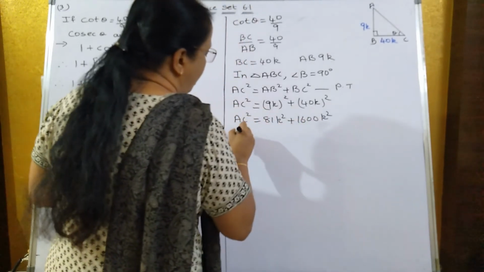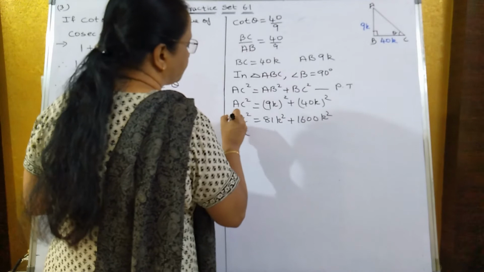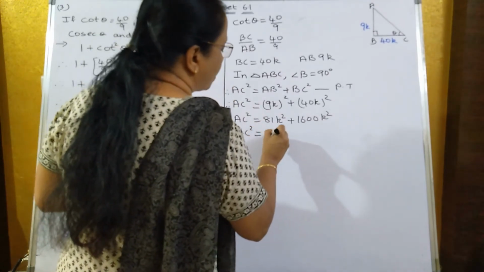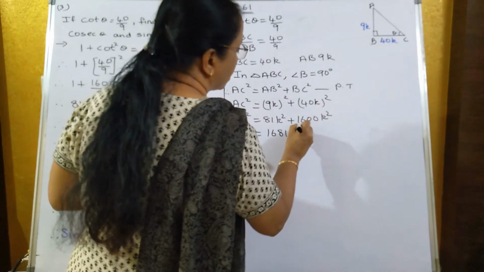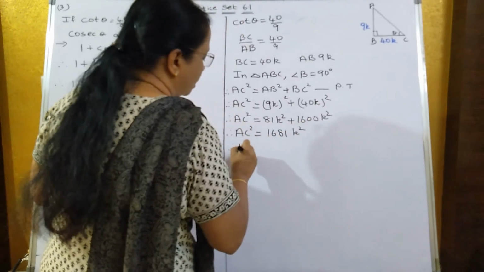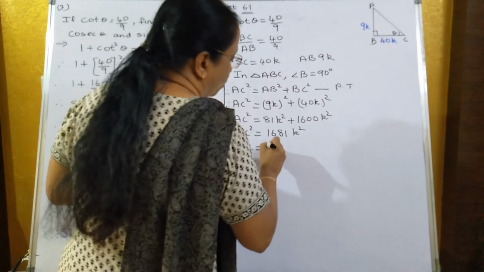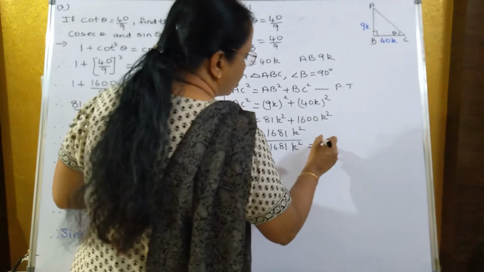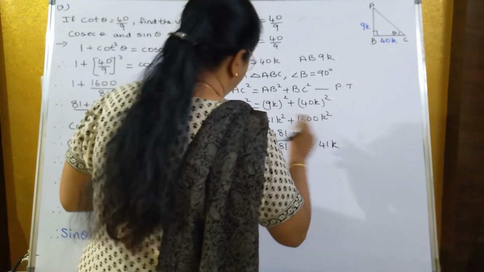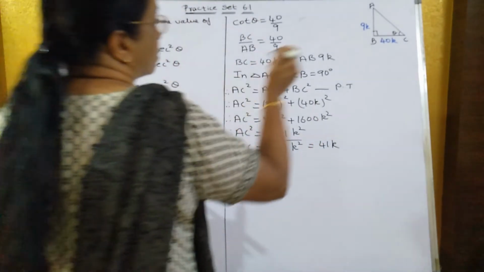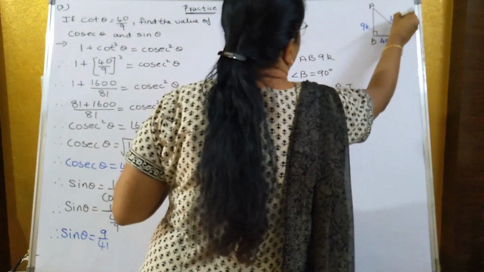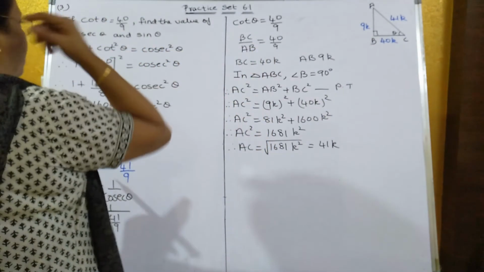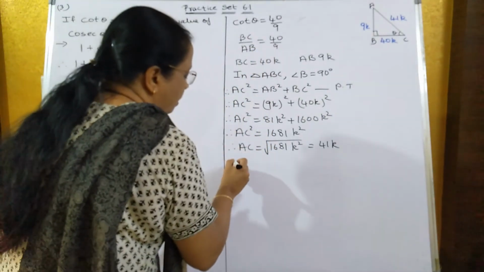When you add them together, what do you get? AC square is equal to 1681K square. Therefore, AC is equal to how much? Root of 1681K square, which is equal to how much? 41K. So, AC is equal to 41K. Now, from this diagram, you can find out the value of cosec theta. Cosec theta is equal to what?